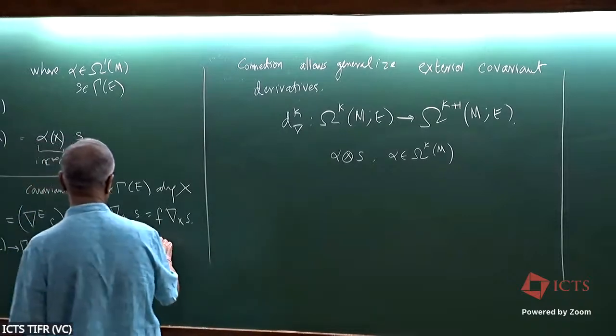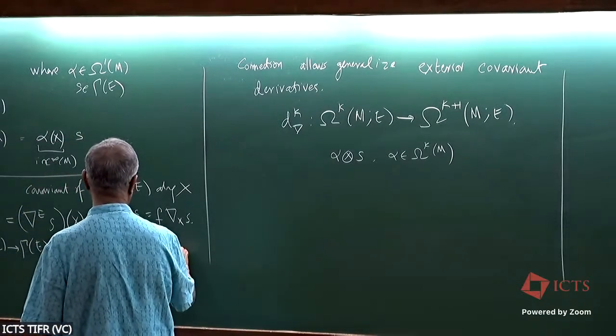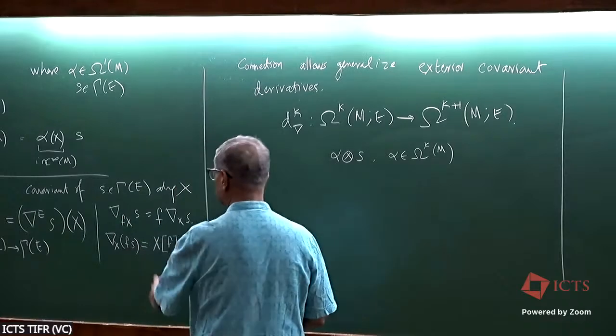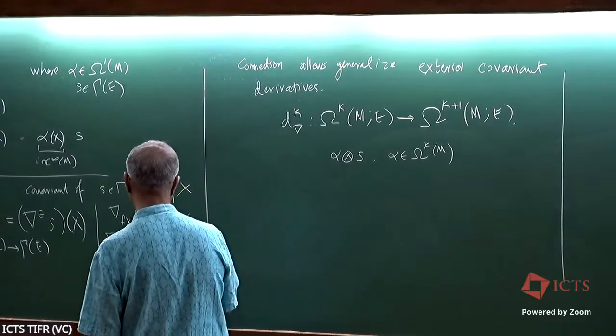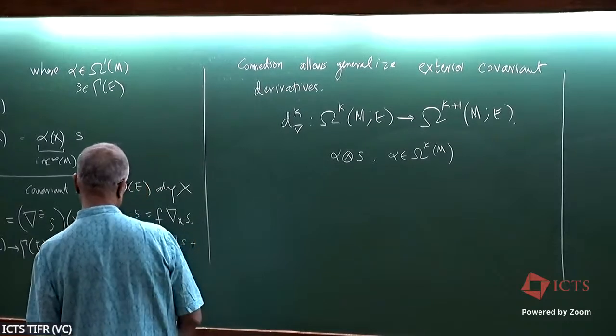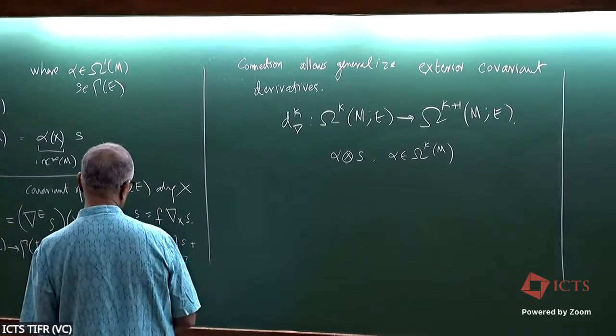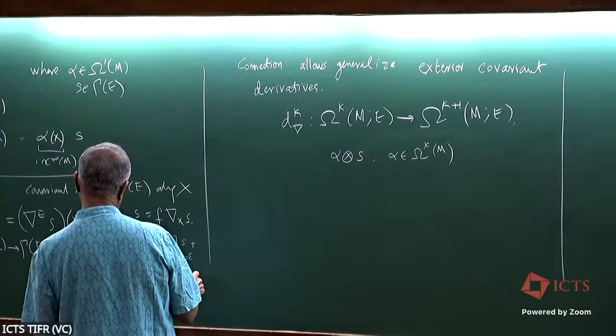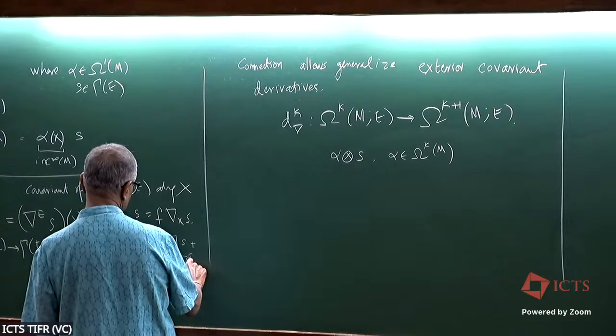And the Leibniz rule is: take the directional derivative of f along the vector field, which is a well-defined concept, times the section plus f times nabla X of S.